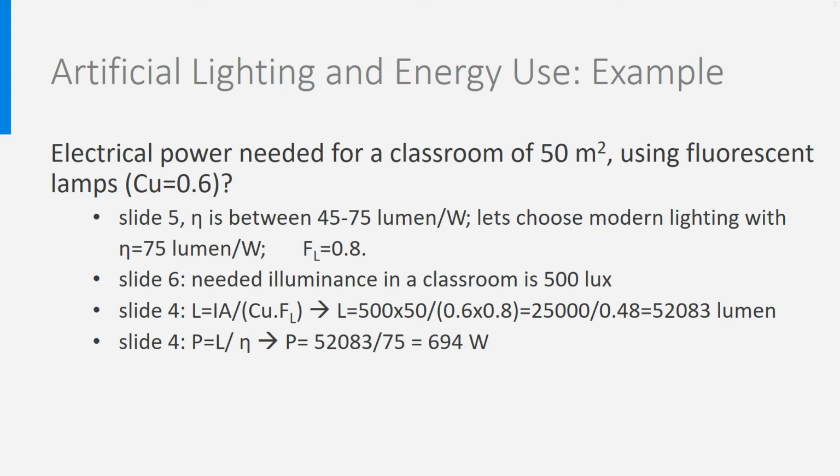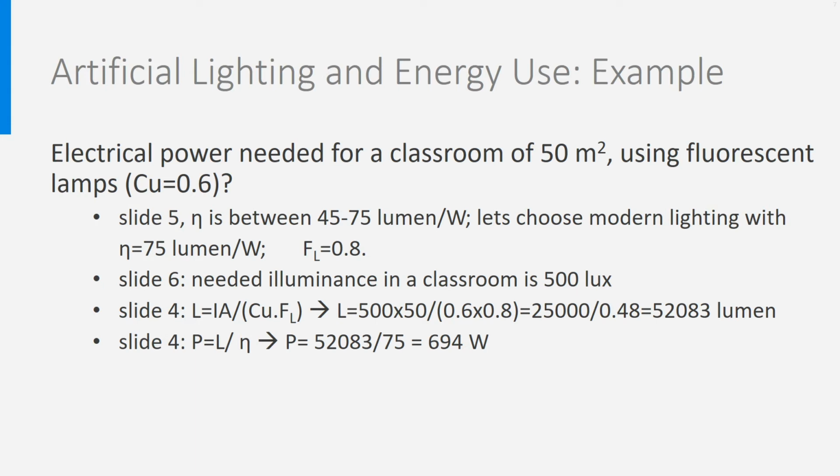Let's take the example of a classroom of 50 square meters. In general, fluorescent lamps are used in classrooms because of their relatively high luminous efficacy and low price. Let's assume a coefficient of utilization of 0.6. We would like to know which electrical power is needed for the lighting of this classroom. To do that, we'll use the information of the preceding slides. From slide 4, we know that the luminous efficacy eta of fluorescent lamps is between 45 and 75 lumen per watt. We choose modern lamps with an efficacy of 75 lumen per watt.